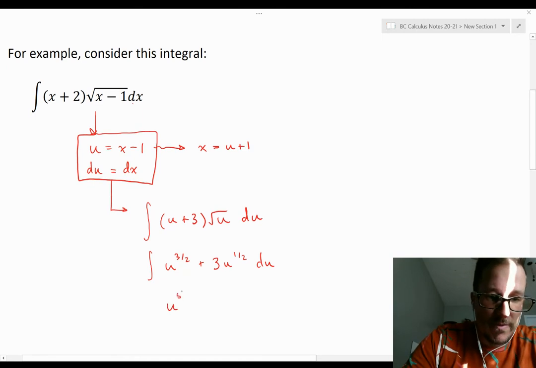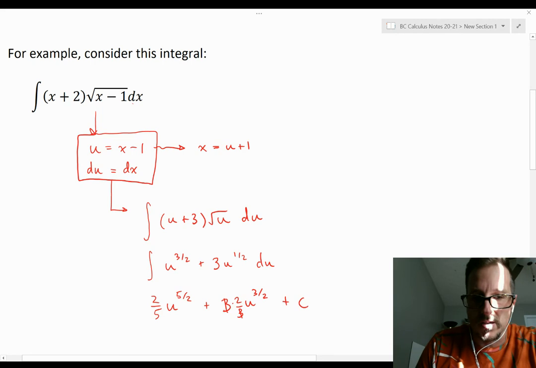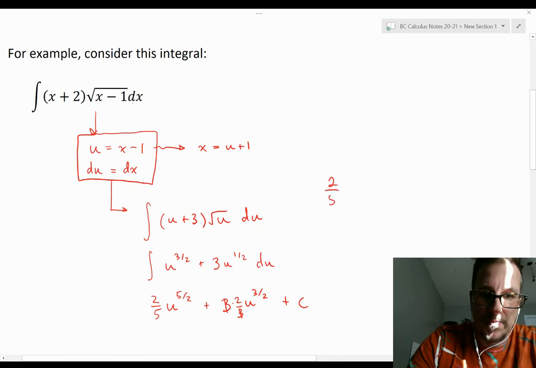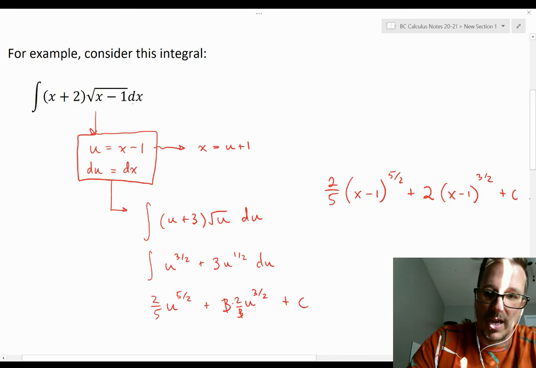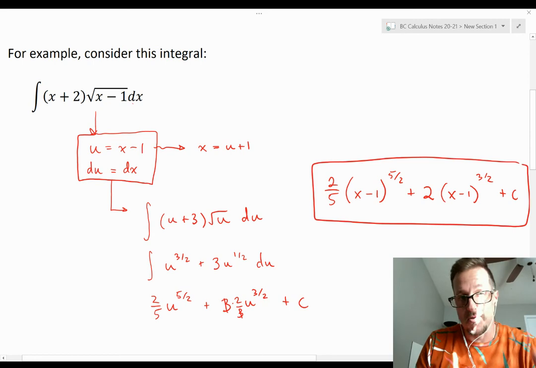So U to the 5 halves multiplied by 2/5, plus 3 times U to the 3 halves multiplied by 2/3, which will simplify down to 2, add our constant of integration. So let's see what this looks like back in terms of x. That'll look like 2/5 times the quantity x minus 1 to the 5 halves plus 2 times the quantity x minus 1 to the 3 halves. And there is a great looking antiderivative to something that looked pretty gnarly at the start.